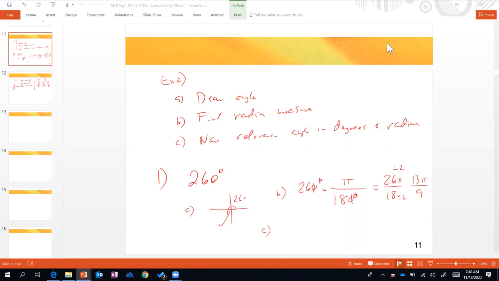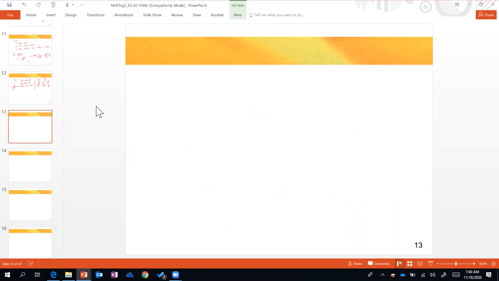I'm going to just give you one more to try. Draw the angle itself, if you can. Find the radian measurement. And then from there, name the reference angle in degrees and radians. Number 2. Just negative 130.